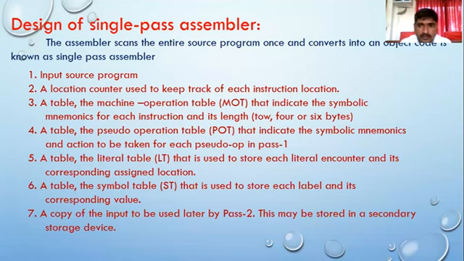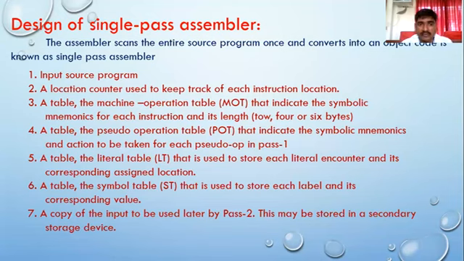Okay, here our input to the single pass assembler is the source program. The next thing we need is a data structure called the location counter, which keeps track of each instruction location. That is, every instruction has its memory address, and such a representation can be maintained using the location counter. Now the tables which are created, like the machine operation table, indicate the symbolic mnemonics for each instruction and its length, that is 2, 4 or 6 bytes. We call it the MOT.